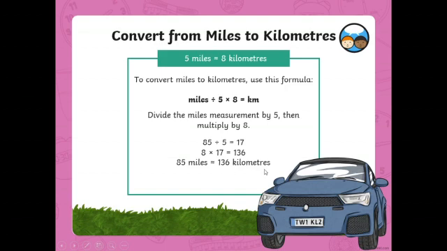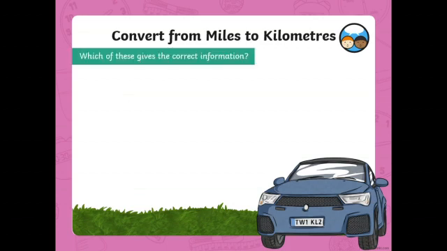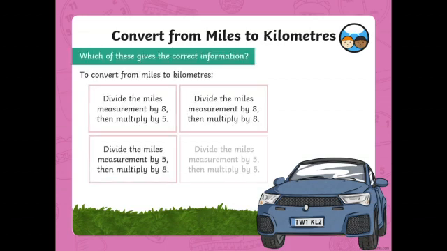So on the screen there you can see 4 different ways to explain how to convert it, but only one of them is correct. Do we divide the miles measurement by 8 and multiply it by 5? Do we divide the miles measurement by 8 then multiply by 8? Do we divide the miles measurement by 5 then multiply by 8? Or do we divide the miles measurement by 5 and then multiply by 5? Hopefully you have all picked the third one. You divide the miles measurement by 5 and then multiply by 8.